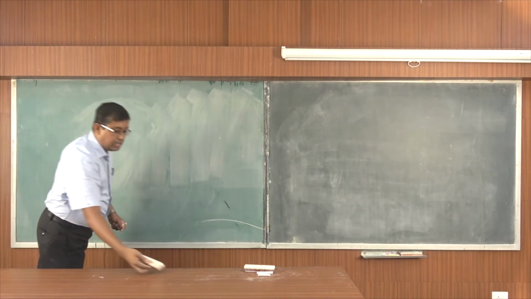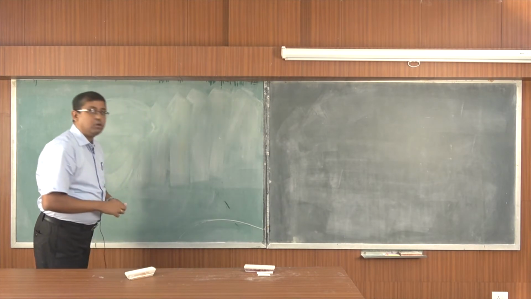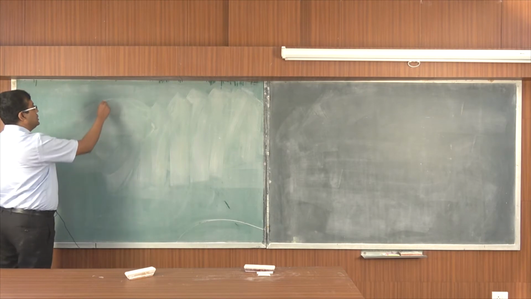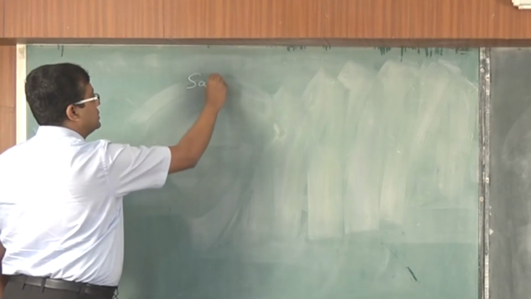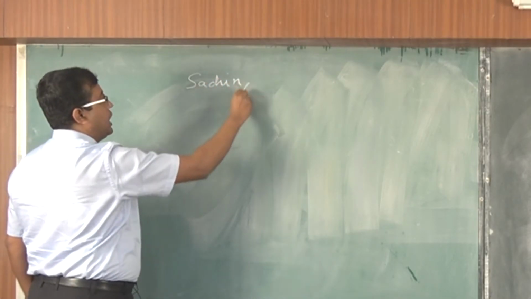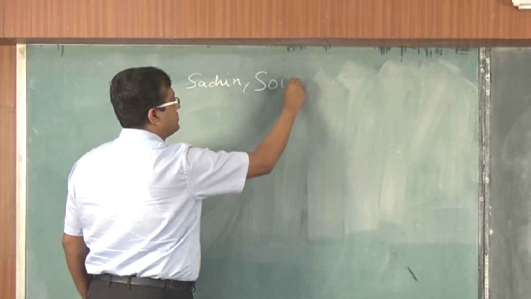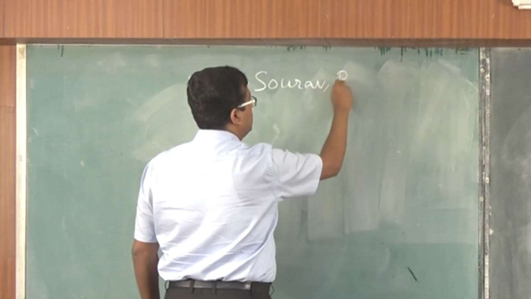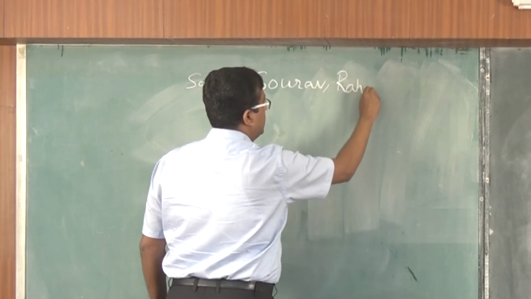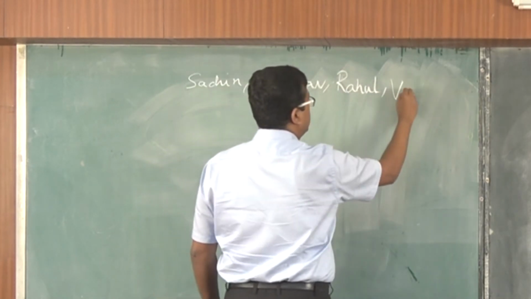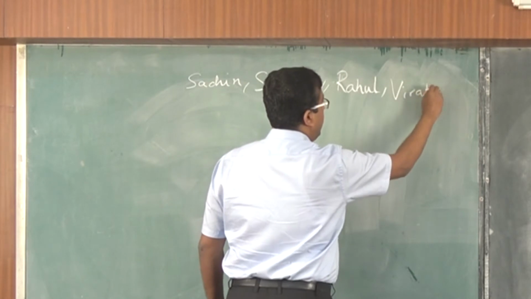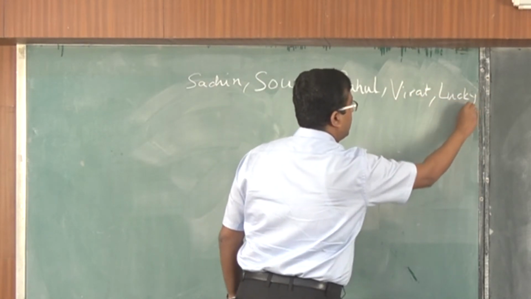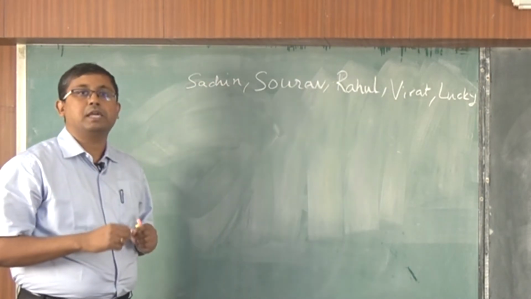Okay, let's consider 5 students. I have 5 students. Their names are Sachin, Saurav, Rahul, Virat, and Lucky. I have 5 students in my class.